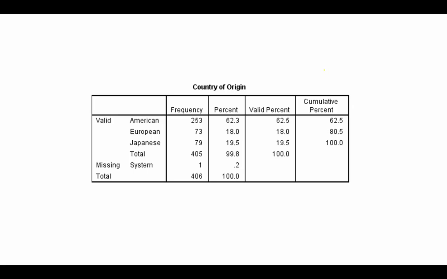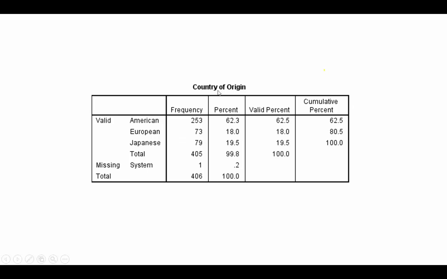Here you can see a frequency table. Again, this is categorical data, and in the left-hand column, you're seeing the different categories that are represented. This is a table of cars and the country of origin. Here we have American-made cars, European-made cars, and Japanese cars, and then the frequency in each group. The number of American-made cars is 253. The number of European cars is 73. And the number of Japanese cars is 79.